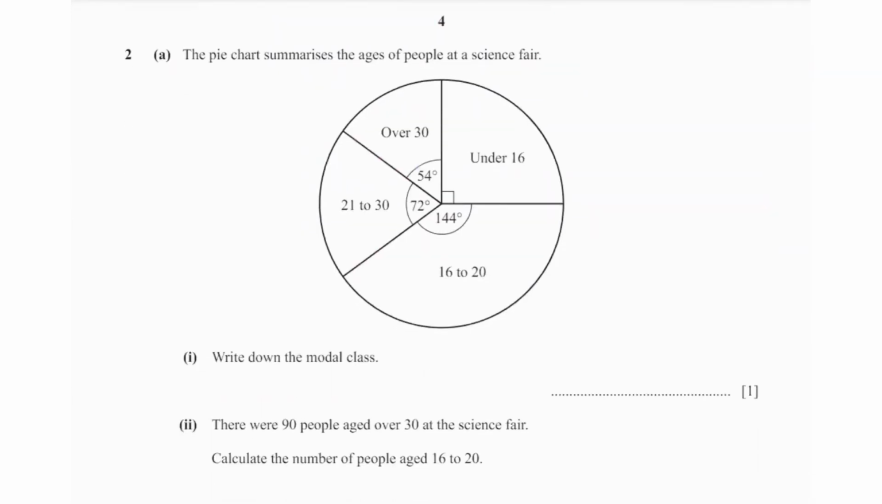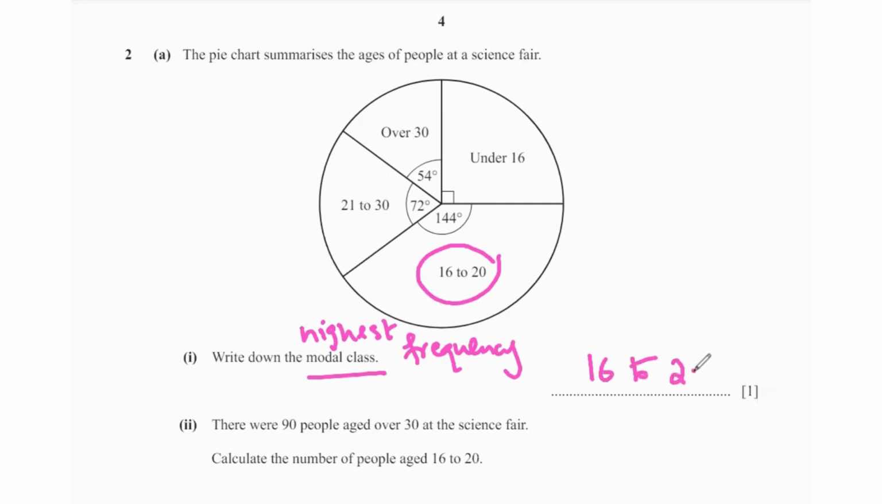Question 2 says the pie chart summarizes the ages of people at a science fair. Write down the modal class. Modal class is your highest frequency. So over here, if you look at the pie chart, the biggest angle is basically showing the biggest frequency, and that is 16 to 20. That is your modal class. Then it says there were 90 people aged over 30 at the science fair. Calculate the number of people aged 16 to 20.